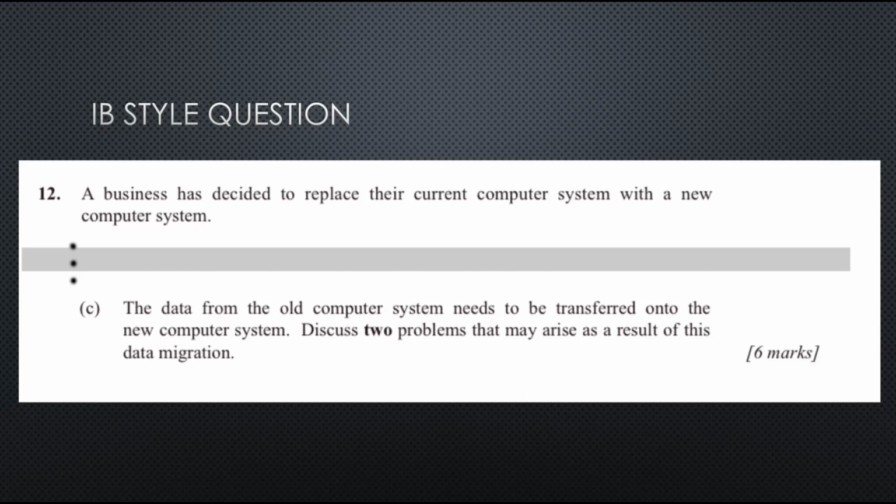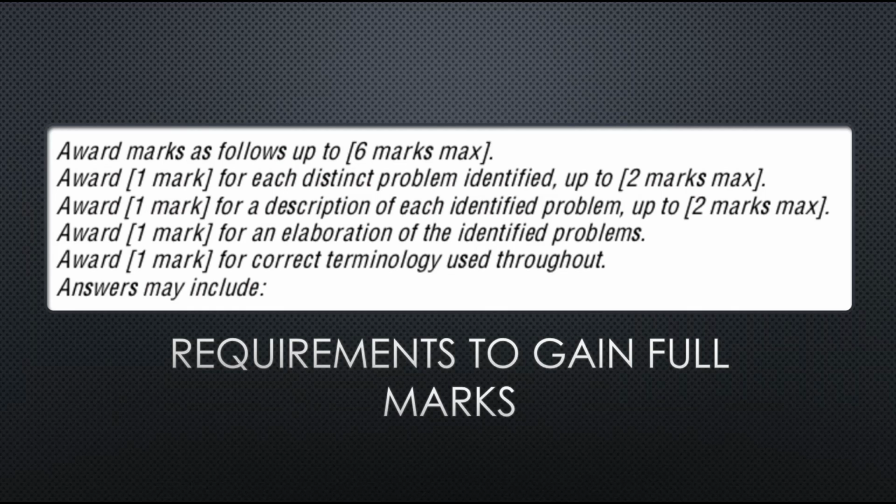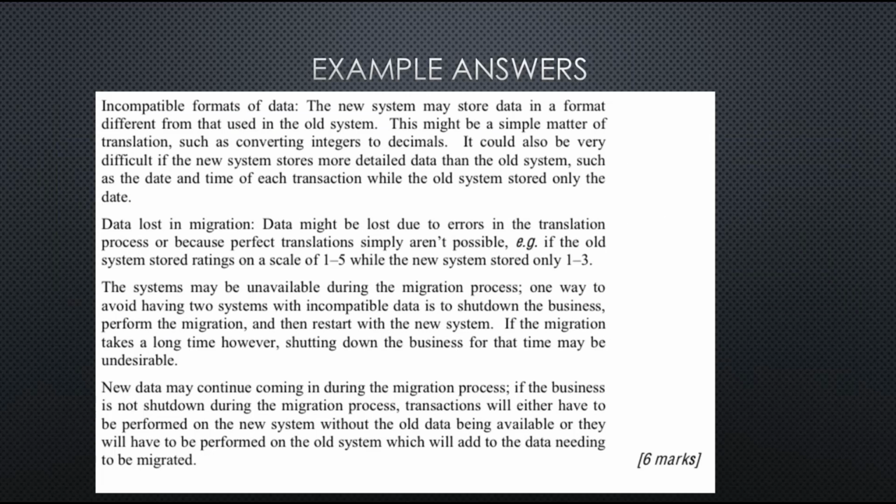All right. So in order to gain full marks, you get 1 mark for each distinct problem identified, 1 mark for a description of each identified problem, 1 mark for elaboration, and also another mark for correct terminology used throughout. And there are some exemplar answers. So you have incompatible formats of data, data loss and migration. There's also systems may be unavailable during the migration process, and also new data may continue coming in during the migration process. And that's pretty much it.